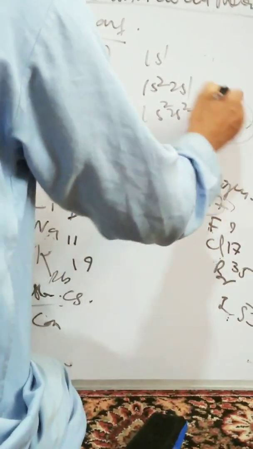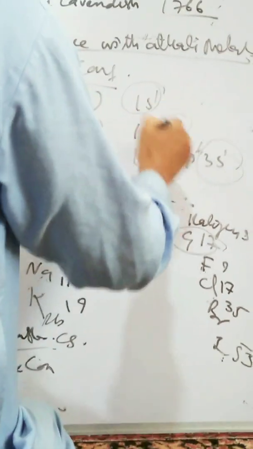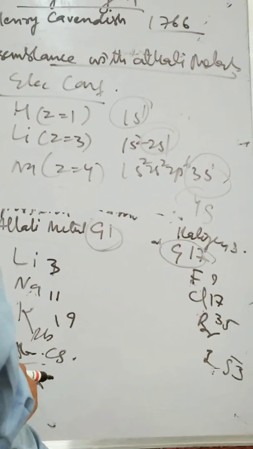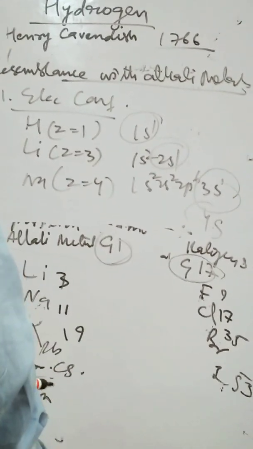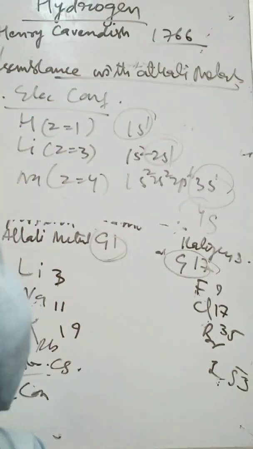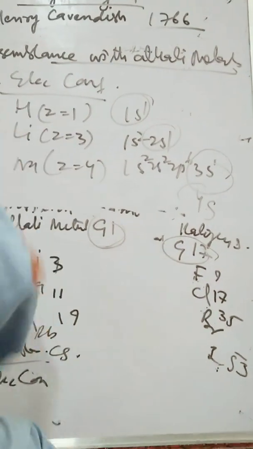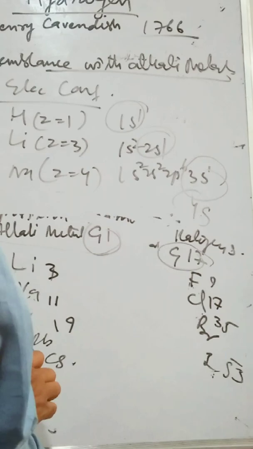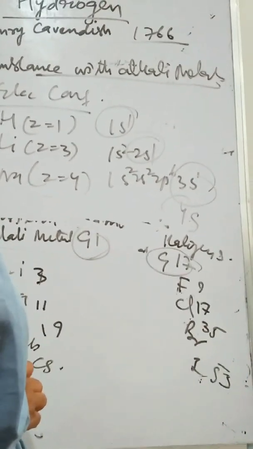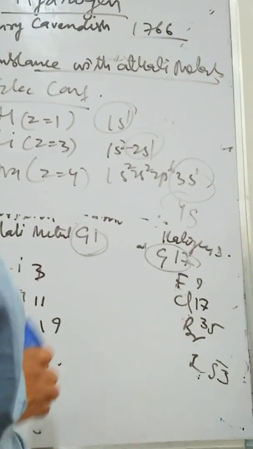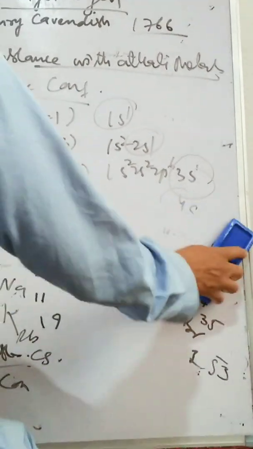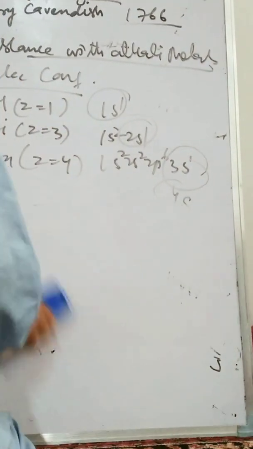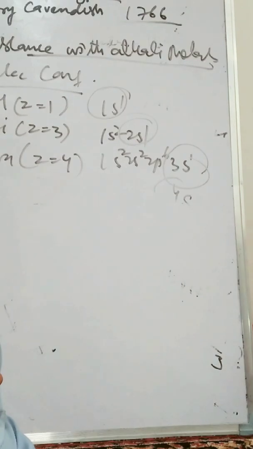So you can see that it is 1s1, then 2s1, then 3s1. Then we have 4s1 in the case of potassium, 5s1 in rubidium, and 6s1 in cesium. So these alkali metals have a single electron in the s subshell of the last shell. Thus the electronic configuration of hydrogen resembles these alkali metals.